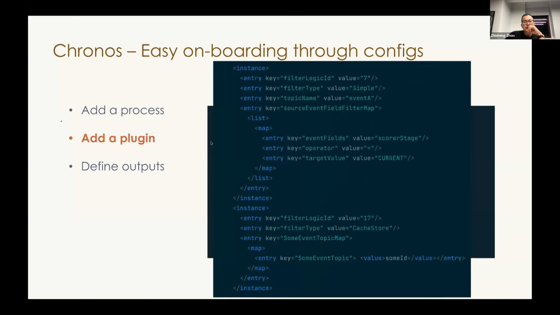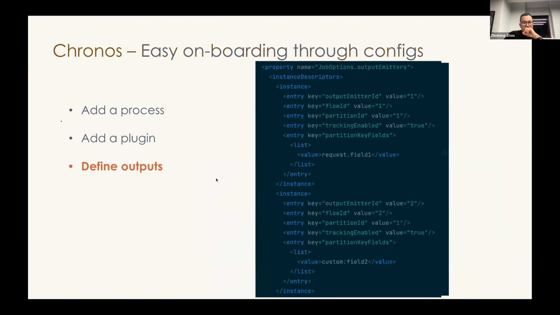Could we go to the next slide? This is also a sample code of how we define a plugin. It's pretty straightforward. For each plugin, we have an ID, and if one process wants to use this plugin, we just need to add this plugin ID to the process definition. Let's go to the next.